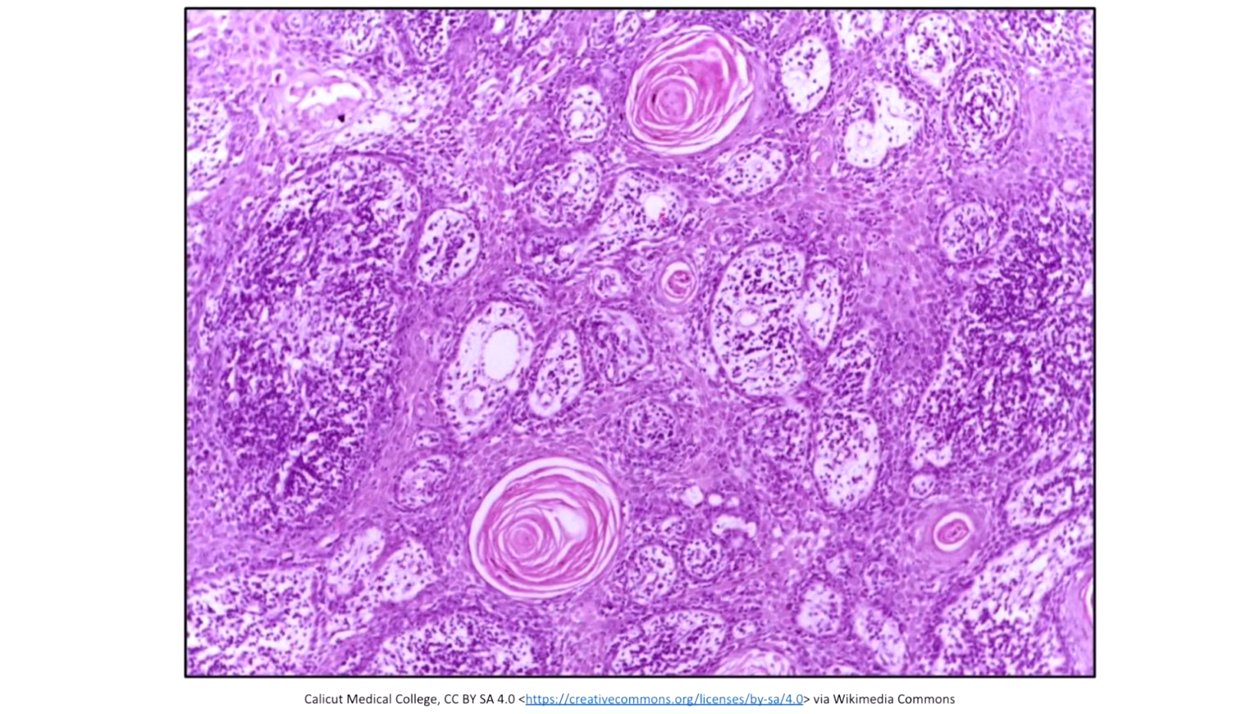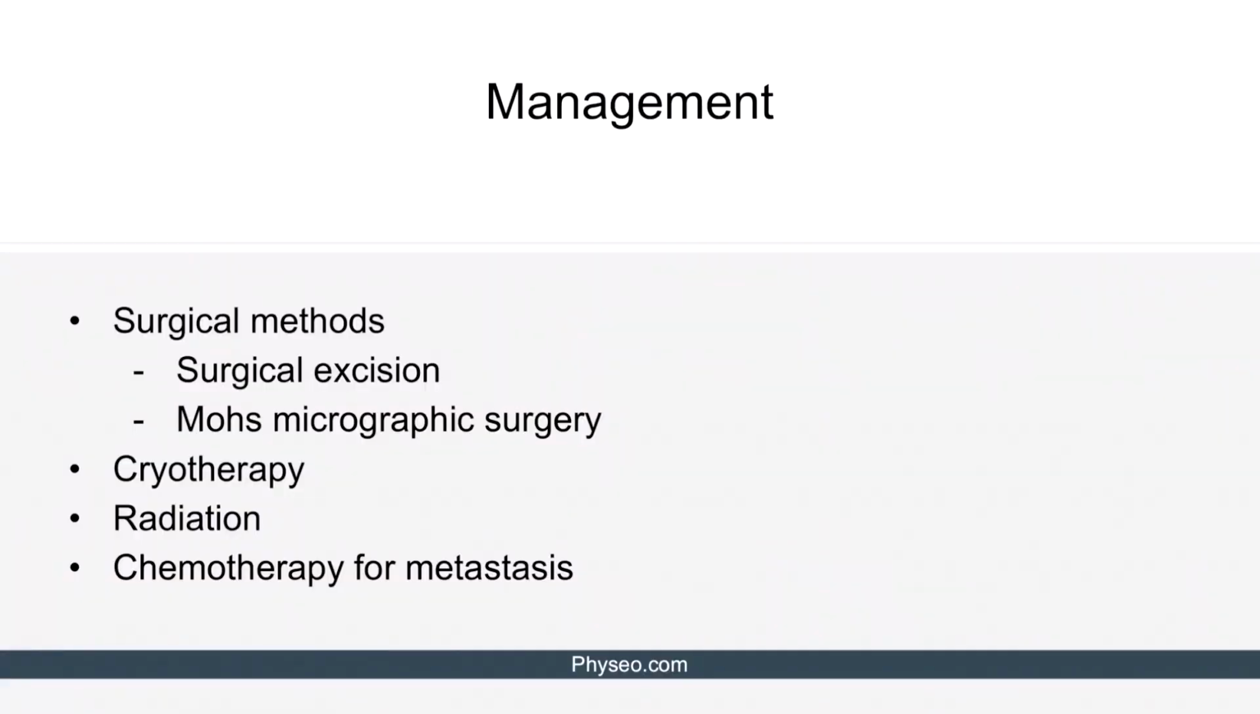This is a histology slide of squamous cell carcinoma. Notice the classic finding of those keratin pearls. Intercellular bridges are also visible here. Now, surgical removal of the lesion, along with removal of normal marginal tissue, is the first-line management. Surgical excision and Mohs micrographic surgery are the surgical options that can be performed.